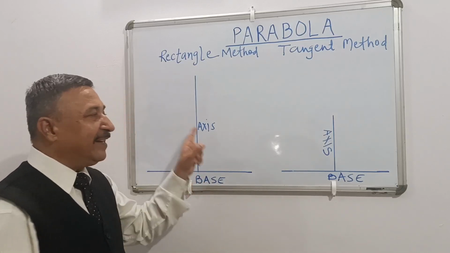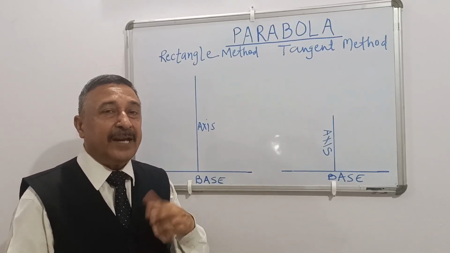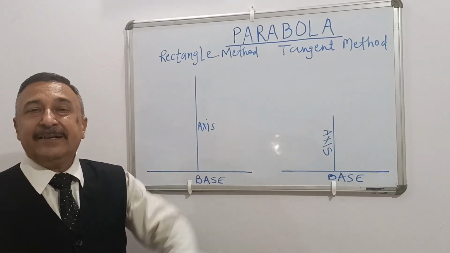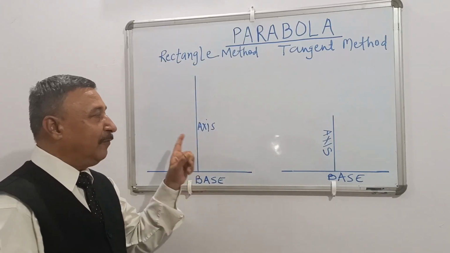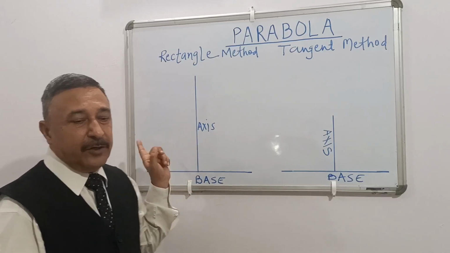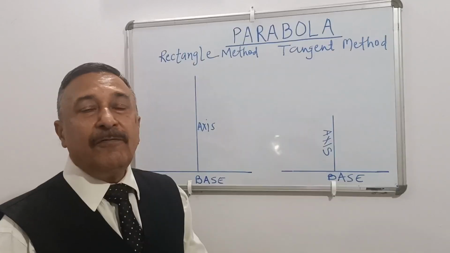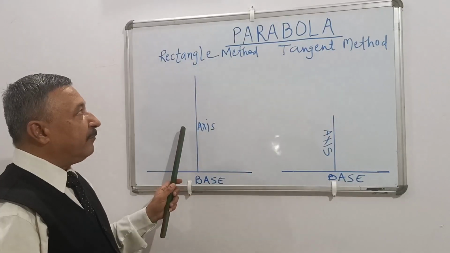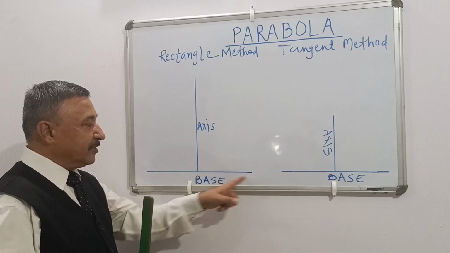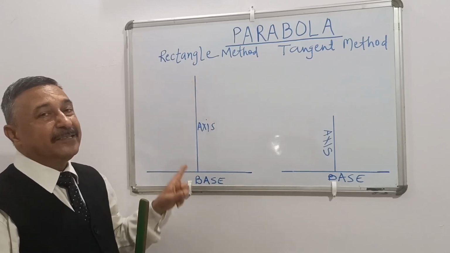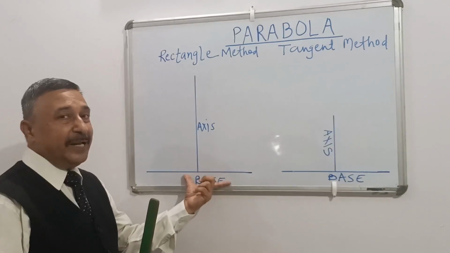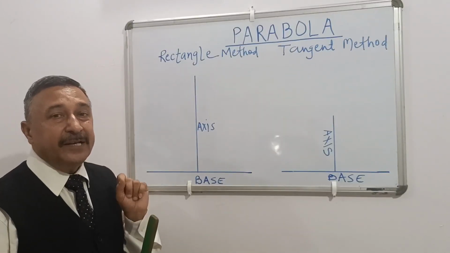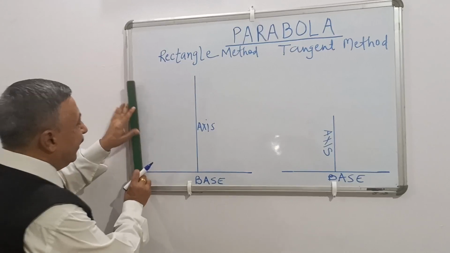When base and axis are given, we can draw a parabola by two methods: one is the rectangle method and another is the tangent method. First I am going to explain the construction of the rectangle method. Suppose the base and axis are given. We draw the base and at the center we mark the axis, whatever is given. Now we complete a rectangle.